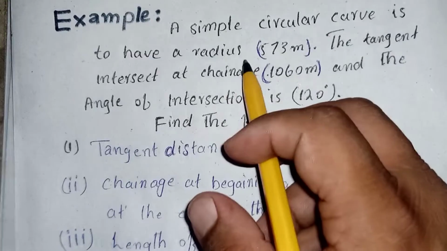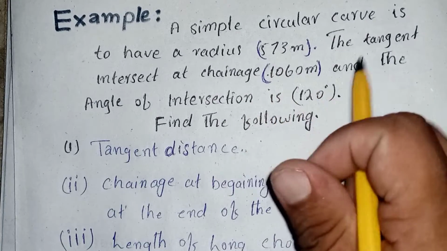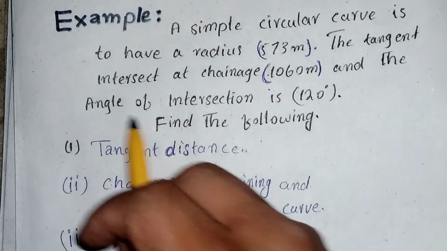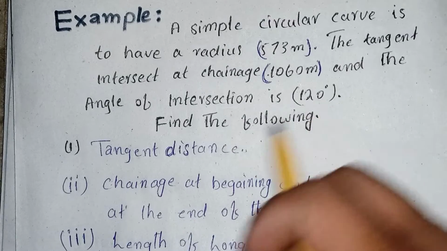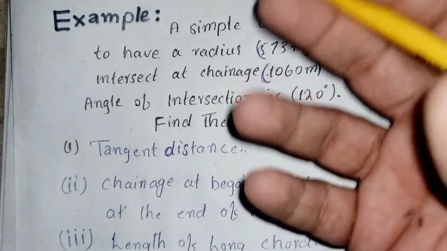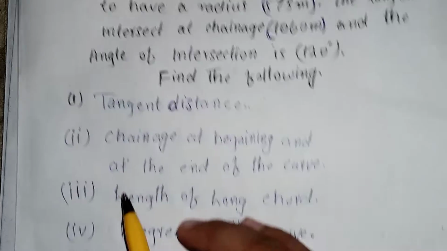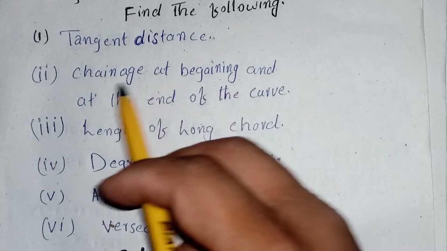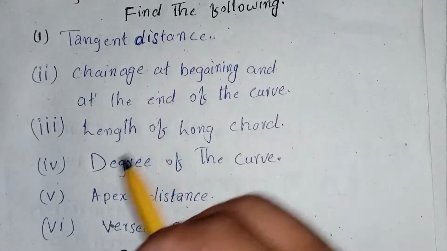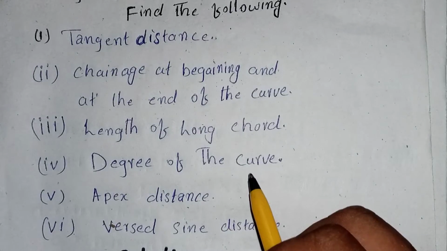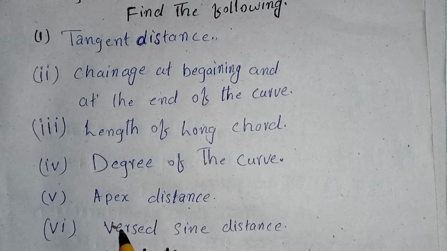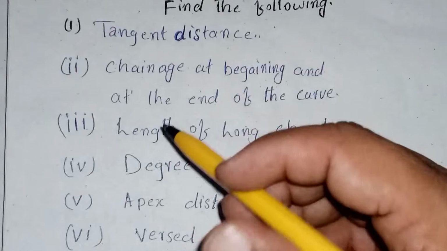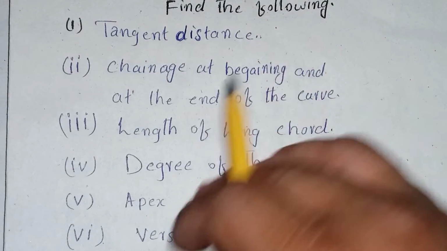The curve is to have a radius of 573 meters. The tangents intersect at chainage 1060 meters, and the angle of intersection is 120 degrees. Now we are going to find the following elements: tangent distance, chainage at the beginning and at the end of the curve, length of long chord, degree of the curve, apex distance, and versine distance. So in this video we will calculate all these terms which I named.